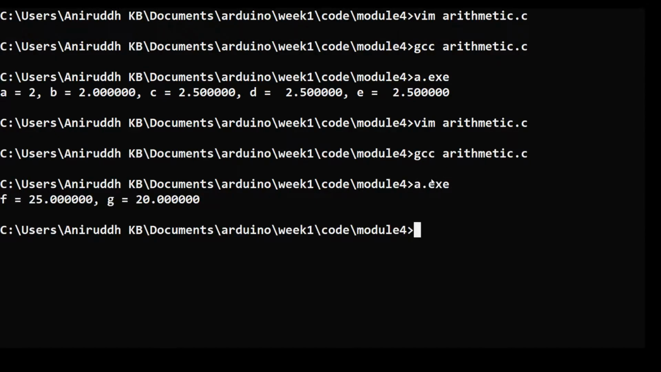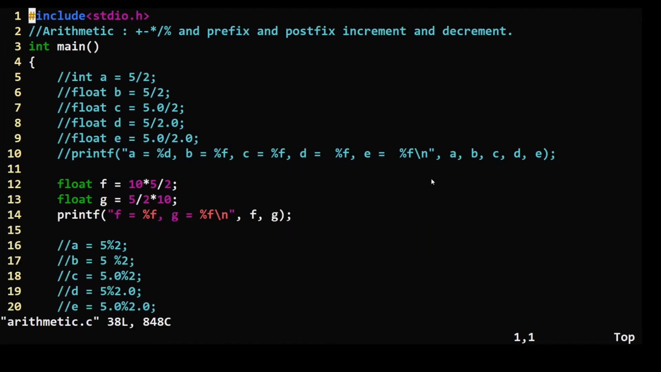The result is not the same. That is because multiplication and division actually have the same precedence and they are evaluated from left to right. So here we have 10 star 5, that becomes 50 divided by 2, which gives 25. Here we have 5 by 2, which becomes 2 star 10, which becomes 20.